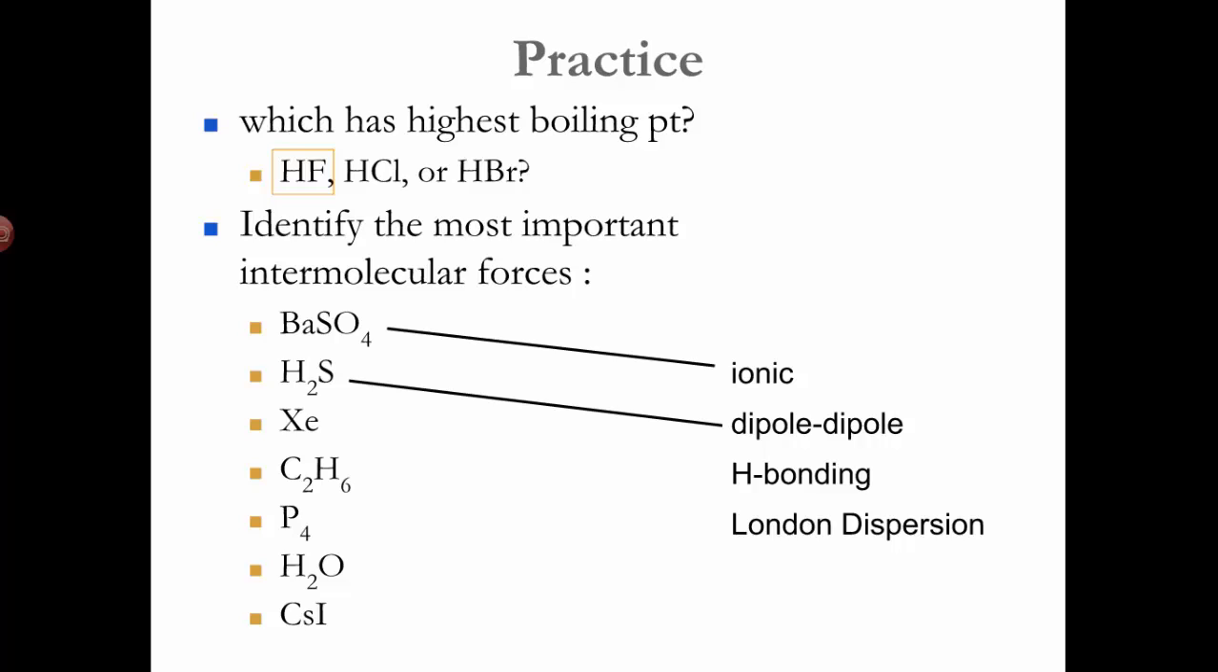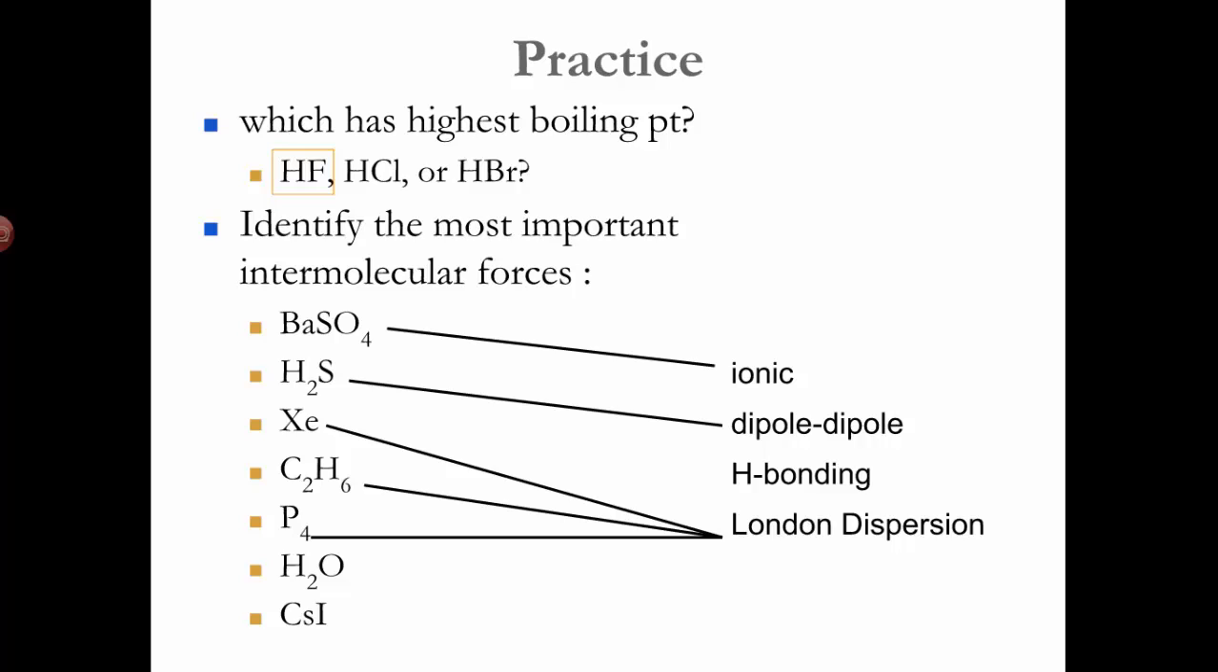How about xenon? Xenon's a noble gas. Which of the intermolecular forces is the most important? That's right, London dispersion or Van der Waals forces, because it's not polar, it's not ionic. Okay. How about C2H6? C2H6 is called ethane. If you draw it, you'll figure out it's not a polar molecule. It's also Van der Waals or London dispersion forces. P4, that's phosphorus, 4 atoms of phosphorus bonded together in a tetrahedral configuration. London dispersion forces. It's not polar, it's not ionic, no hydrogen bonding there.